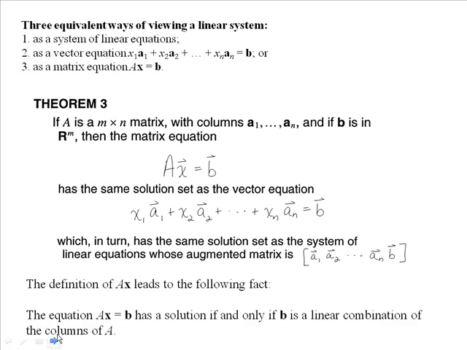So the definition of Ax leads to the following fact. The equation Ax equals b has a solution if and only if our vector b is a linear combination of the columns of A.